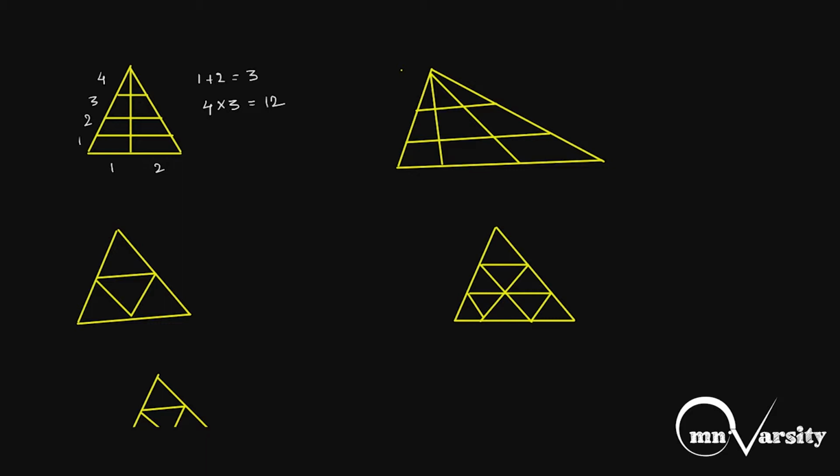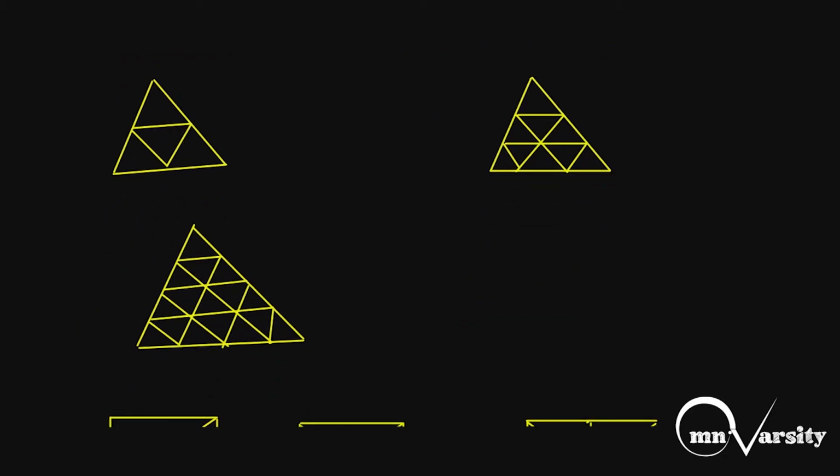For the next one, I'm going to do the same thing. 1, 2, 3, 1, 2, 3. I'm going to add 1 plus 2 plus 3, which will give me 6. And then I'm going to multiply 6 with 3, which will give me 18. Thus I can say that there are 18 triangles present. Let's see another type of problem.